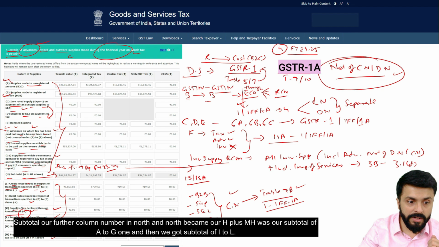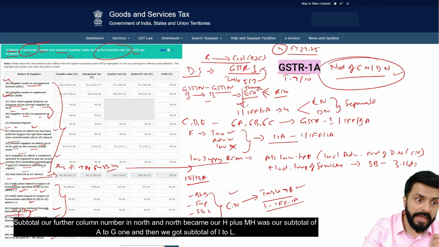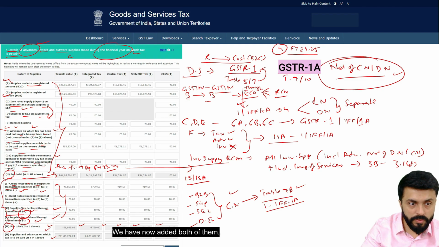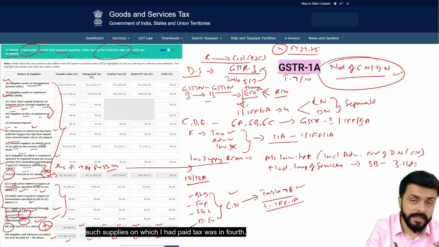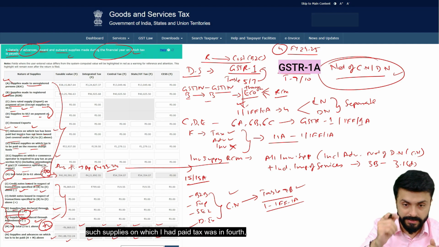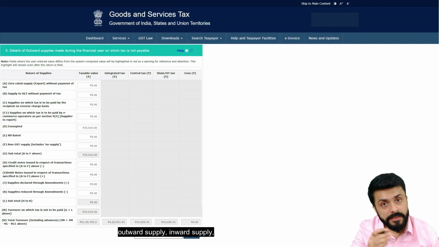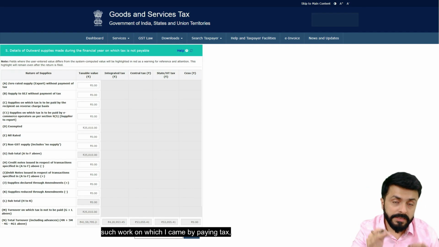Subtotal, our further column in N is our H plus M. H was our subtotal of A to G1, and then we got the subtotal of I to L. We have now added both of them. So the supplies that came to us, such supplies on which I had paid tax, were in the fourth table, outward supply, inward supply, such work on which I came by paying tax.